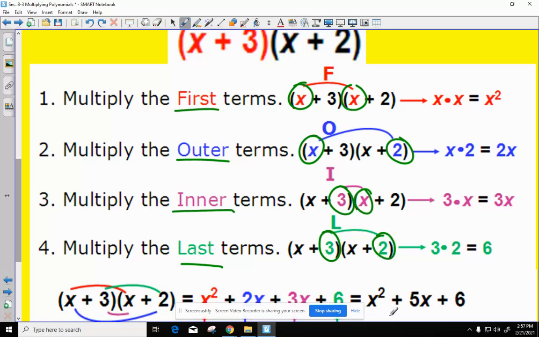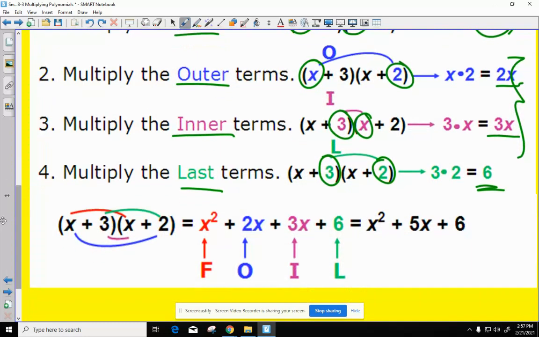If you look down the list, we have gotten all 4 items in these binomials multiplied together. So the first ones gave us x squared. The outers gave us a 2x. The inners gave us a 3x. We can put those two together, right? Like terms, total of 5x there. And then the L gave us our last terms, a 6. And so when I put these together using the FOIL method, I end up with a final answer of x squared plus 5x plus 6. Okay, first, outer, inner, last.